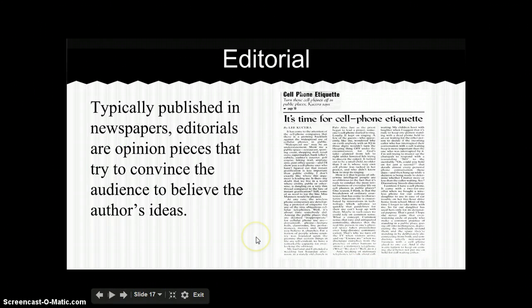Then we have editorials, and editorials are typically published in newspapers. Editorials are opinion pieces that try to convince the audience to believe the author's ideas. For instance, this person is trying to convince us that it's time for cell phone etiquette, and they go on to write their opinions and back them up with facts.